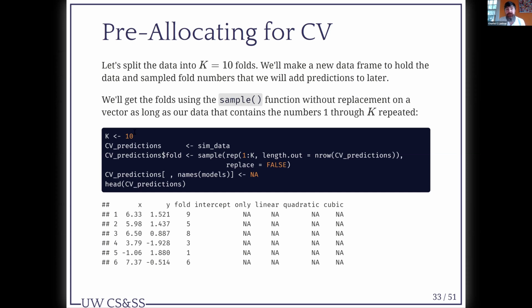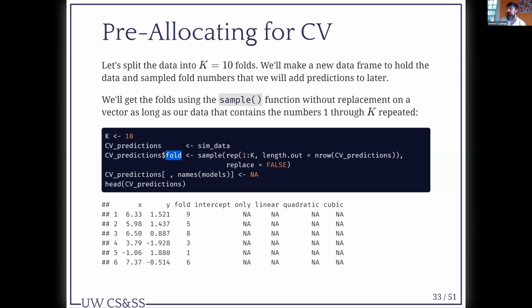So for the code to do this, we're going to say k is equal to 10. So k is the number of folds we're going to do. If you want to do more folds on some data set, change this number and the code will do it for you. I'm going to say CV predictions is just going to be equal to our original simulated data, meaning we're just going to add on some stuff to it. CV predictions, I want to assign folds to every row in our data. To do that, I do exactly what you say there in chat.